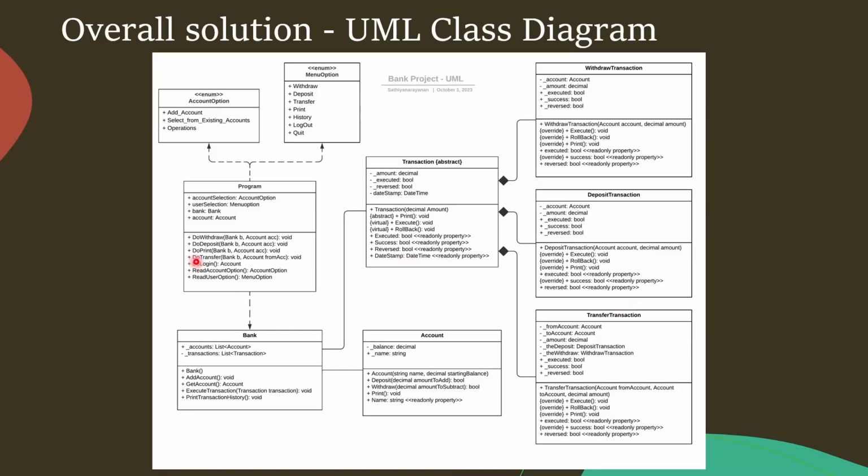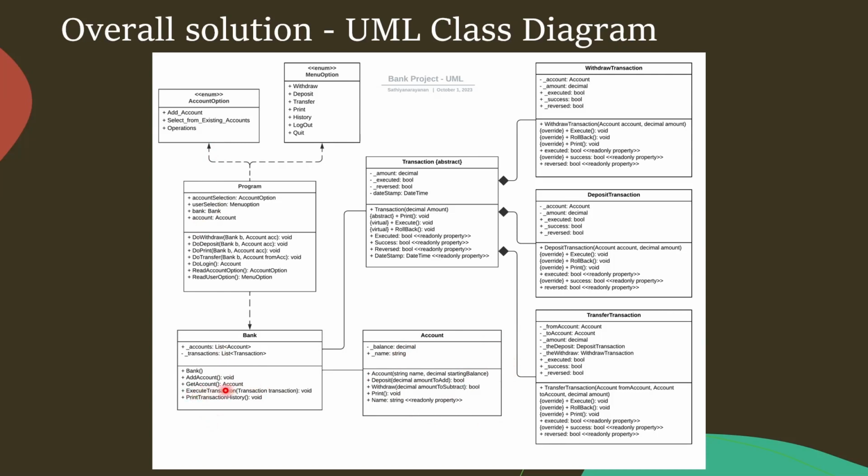So this is the overall UML diagram I used to build this program. We have the main program and the bank class, transaction class, account class, and withdraw, deposit, and transfer transaction classes. So when a user needs to add an account, the add account method from the bank class is called, and it calls the account class, and an account object is created.